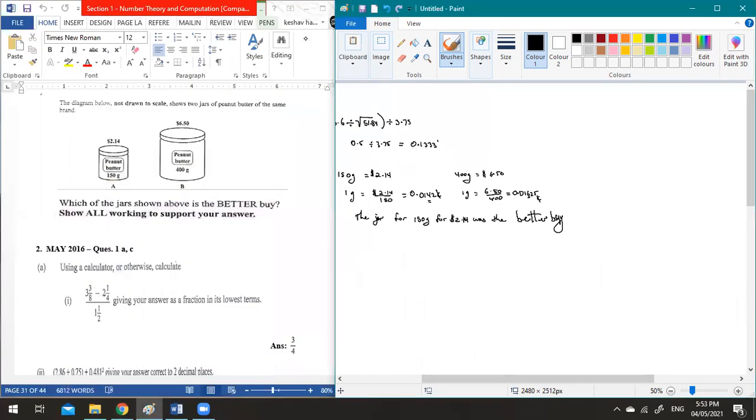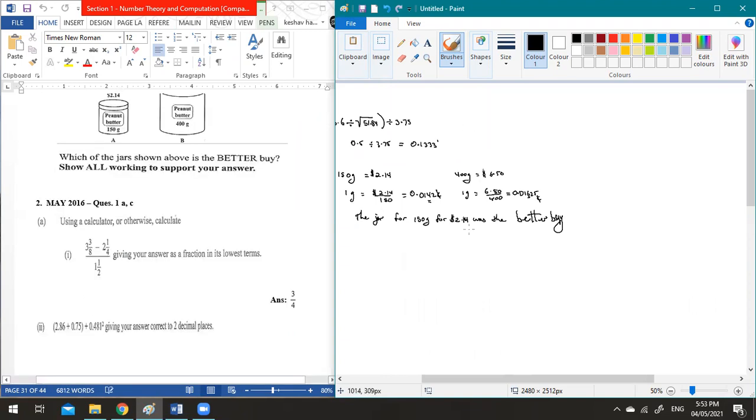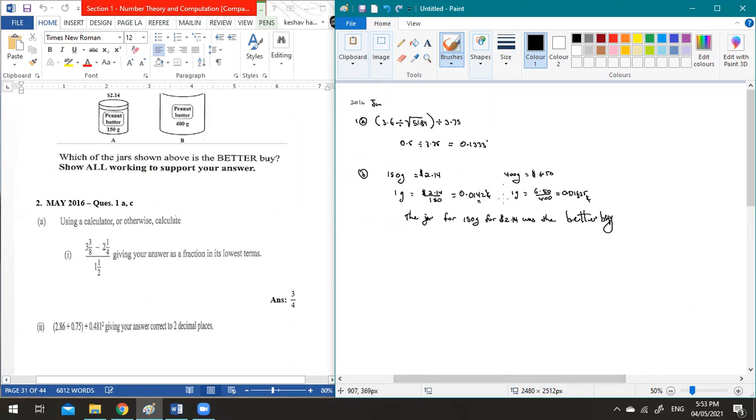Let me exit this because that didn't make sense. So I'll show you the working for your answer. So the working would have been that. You find the cost for 1 gram and you go ahead. Now all question ones in CXC are always going to be fractions, decimals, and consumer arithmetic. Right? So all question ones are going to be that.